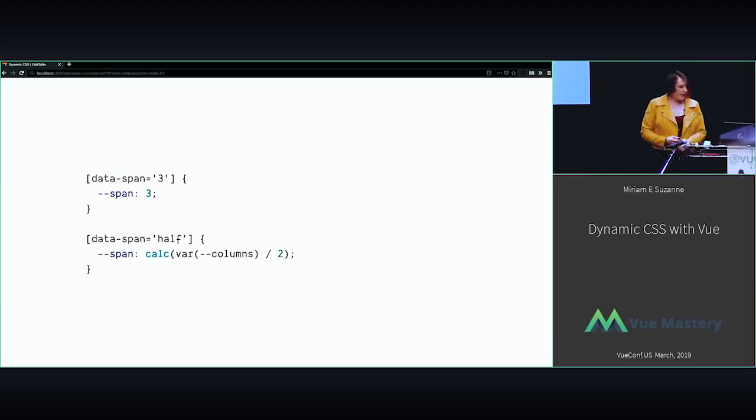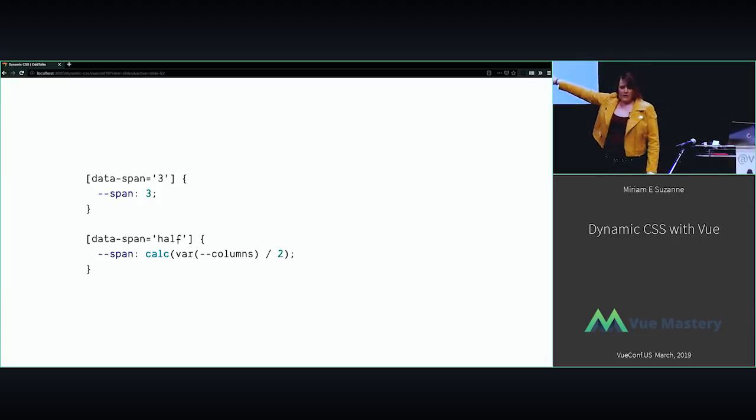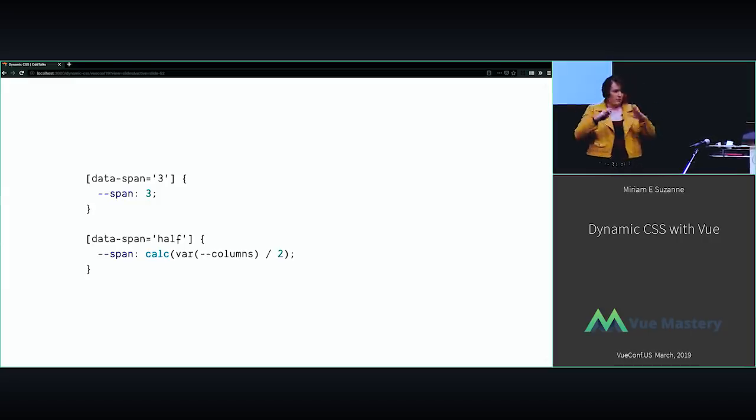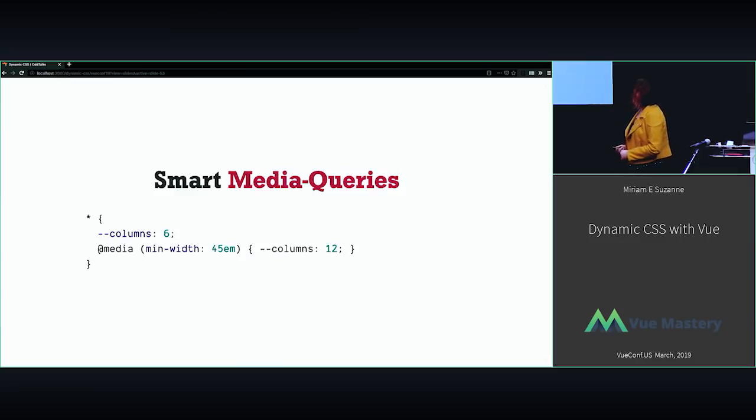So that would work something like this. I can say span 3. I can also get a little more complex with it and say, I want to span half, and I'll do a calc there that takes the result of the width and columns and divides it by 2, or figures out set span based on columns divided by 2. I can play around with those things, and it will all adjust in the browser, and the browser will do all the work for me.